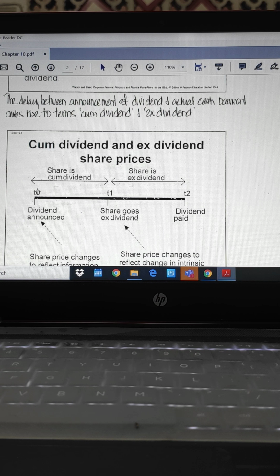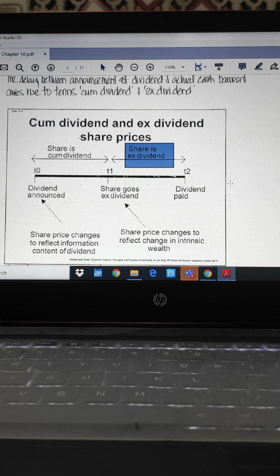Here, this is cum dividend, meaning to say if the buyer buys the share of the company, he will be entitled to receiving dividends. But once the share price goes ex dividends, he will not be entitled to the dividends. This is an investment strategy for you all.